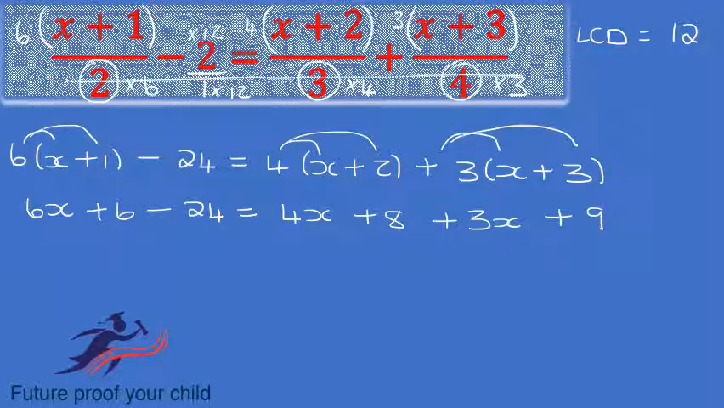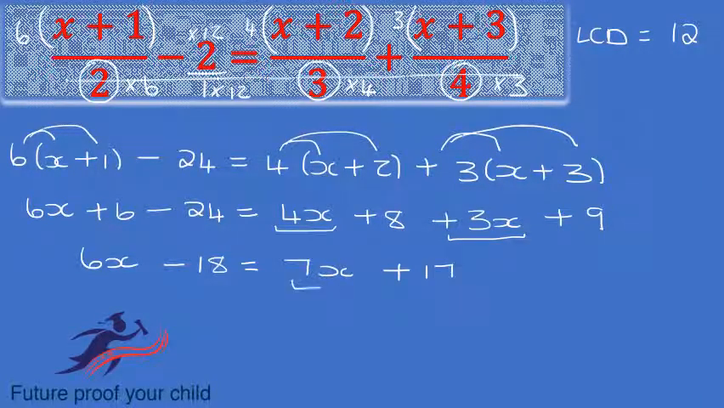Neaten it up a little bit. So we get 6x, and then if we say 6 minus 24, we get negative 18. On this side, like terms, we have 4x plus 3x, and that is 7x. And then 8 plus 9 is positive 17.